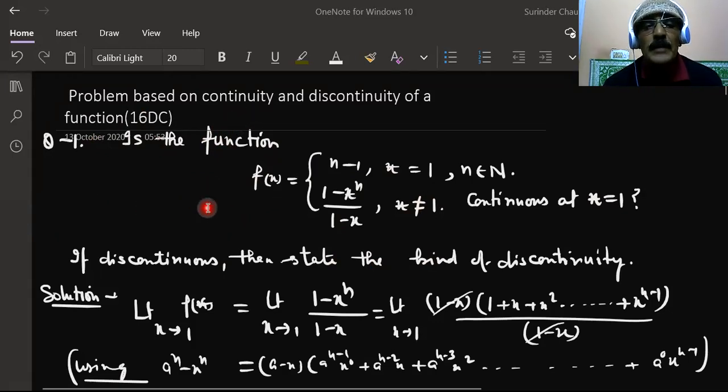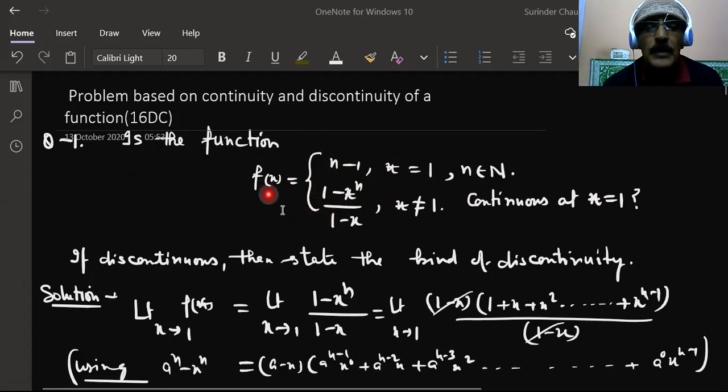If the left limit exists, the right limit exists, and both are equal but not equal to the value of the function at that point, then the function is said to be discontinuous at that point, and the discontinuity of this kind is called removable discontinuity. If the left limit exists and the right limit exists, but both limits are not equal, then the discontinuity is called discontinuity of the first kind.